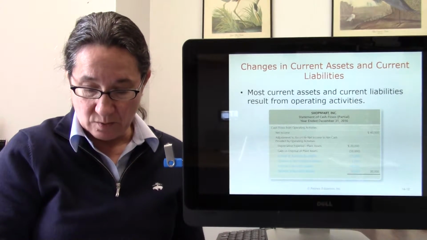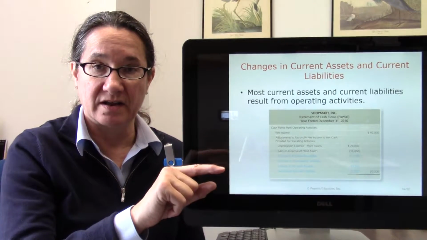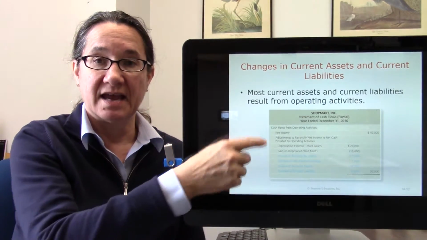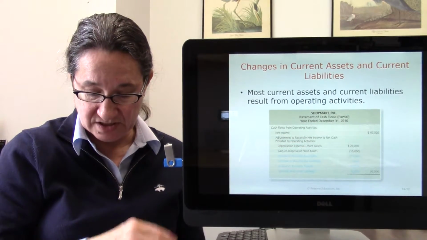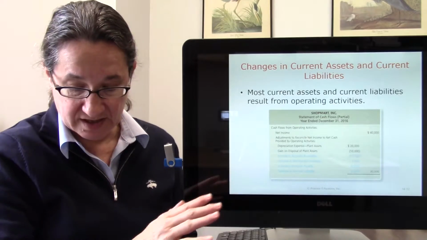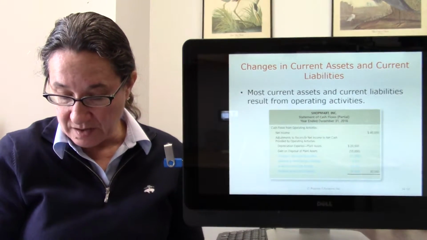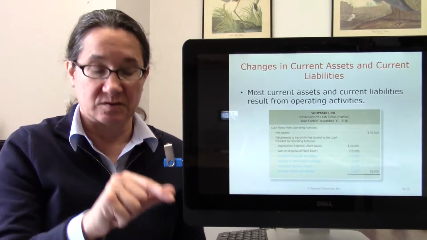If we increase or decrease an actual plant asset itself, that gets taken care of in the investing section. So once you've looked at your increases and decreases in current assets and current liabilities and adjusted your cash as appropriate in the operating section, you're done with the operating section, and you should have some total increase or decrease in cash based on looking at those changes.